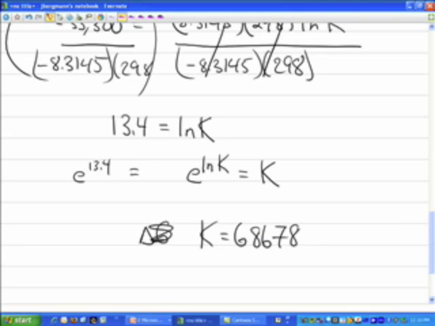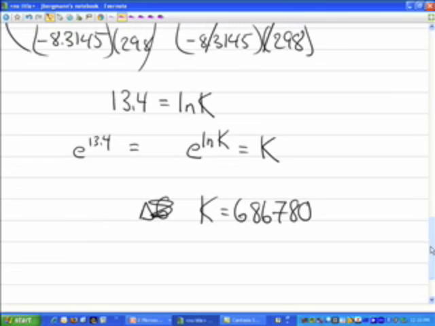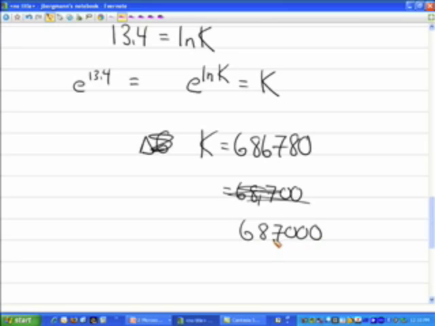Now, sig fig wise, what have we got here? Three sig figs. So that'll be 687,000. Now that's a K, and equilibrium Ks do not have units. We don't worry about units on that.